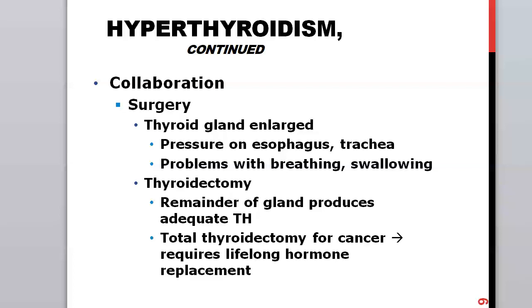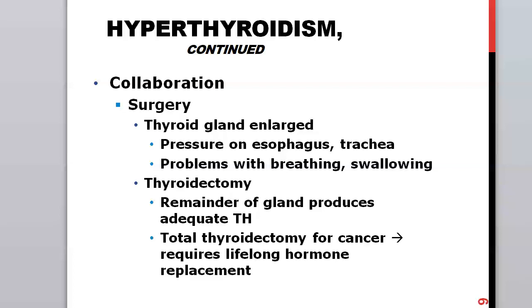So what might be done with these people is a thyroidectomy, which is removal of all or parts of the gland. And if it's just parts, we might call it a subtotal thyroidectomy. And if it's removing the whole gland, we might call it a total thyroidectomy. Okay? We usually take out the whole thyroid gland if the person has been diagnosed with cancer. And then if that happens, the person will need to have a lifelong hormone replacement.